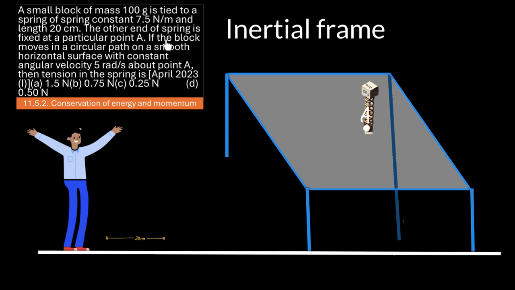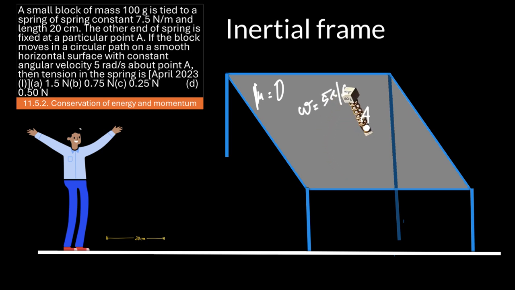If the block moves in a circular path on a smooth horizontal surface, which means this surface, I'll just consider this to be a table. The top of the table is the horizontal surface here, which is smooth, therefore friction is equal to 0, and that is where the concept of work energy theorem kicks in. With a constant angular velocity of 5 rad per second, this circular motion is taking place.